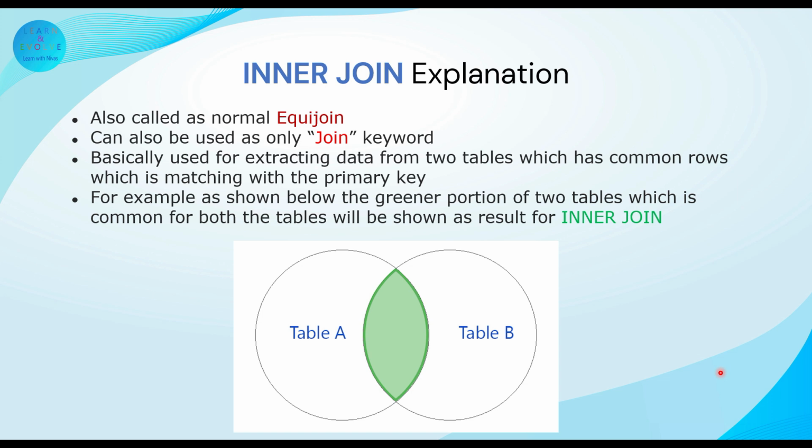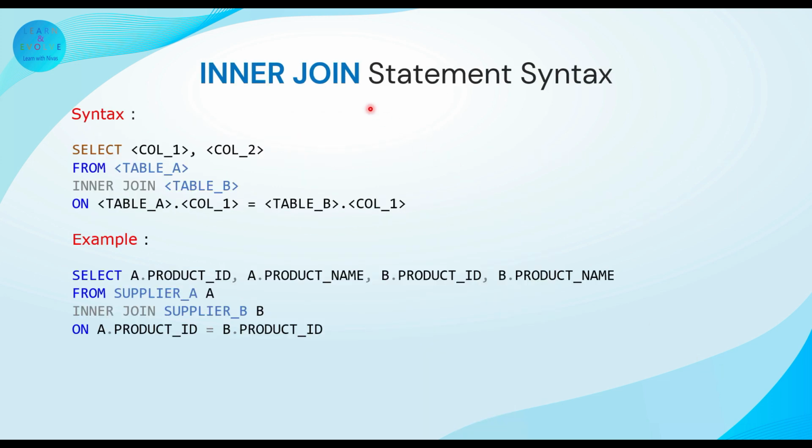Let us move on to the syntax part. Inner join is a simple syntax wherein you don't have to do much coding in the join part. The syntax is like: select the columns from that table, followed by inner join, then followed by the second table name, on which column you want to join. You have to mention one specific column which is common to both the tables, and that column will be used as the join condition in this particular statement.